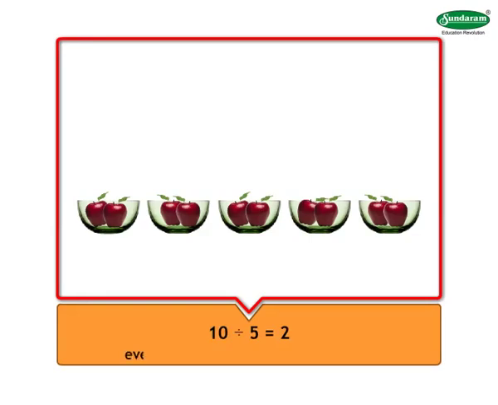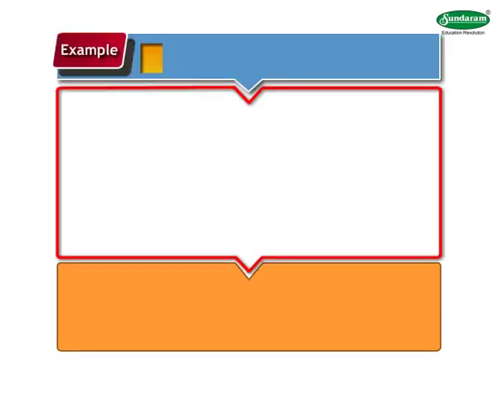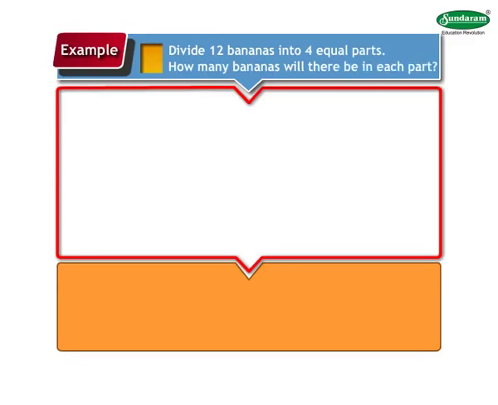As each and every person got equal number of apples, from this we can understand that division means equal distribution. Let us see one more example. Divide 12 bananas into 4 equal parts. How many bananas will there be in each part?